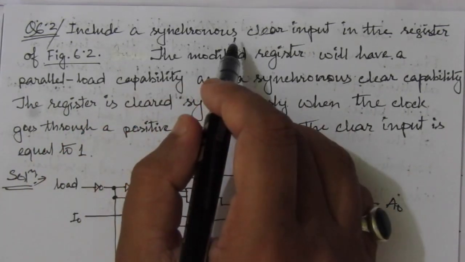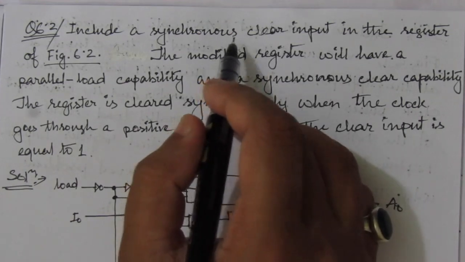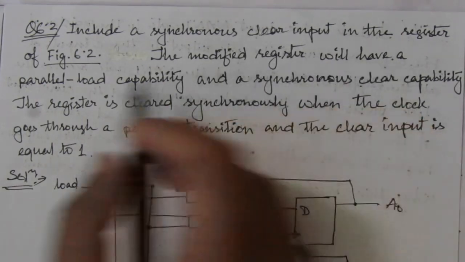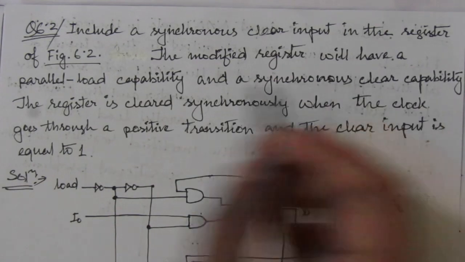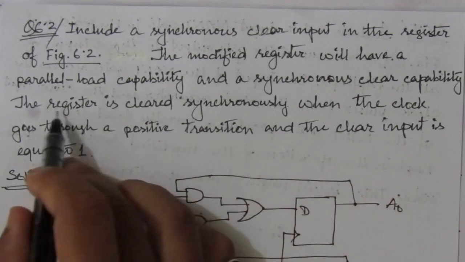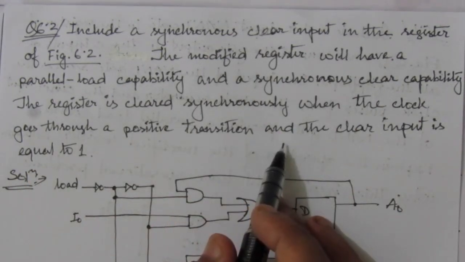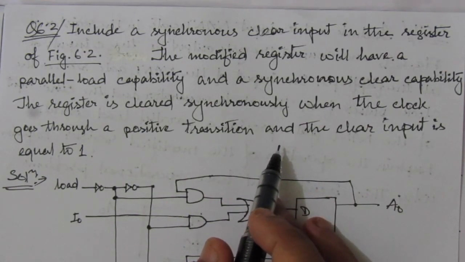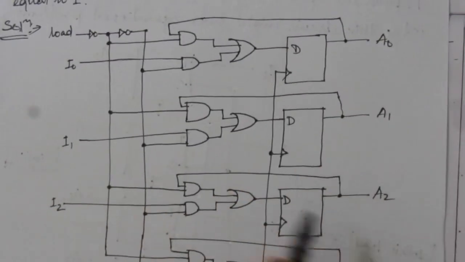This synchronous clear input means this clear will be applied to all the flip-flops at the same time. We will see that while modifying the design. The modified register will have a parallel load capability and synchronous clear capability. That is, the load will be given as well as the synchronous clear will be given in parallel. The register is cleared synchronously when the clock goes through a positive transition. Whenever we have a clock positive or rising edge, then we will have the transition, and the clear input is equal to 1.